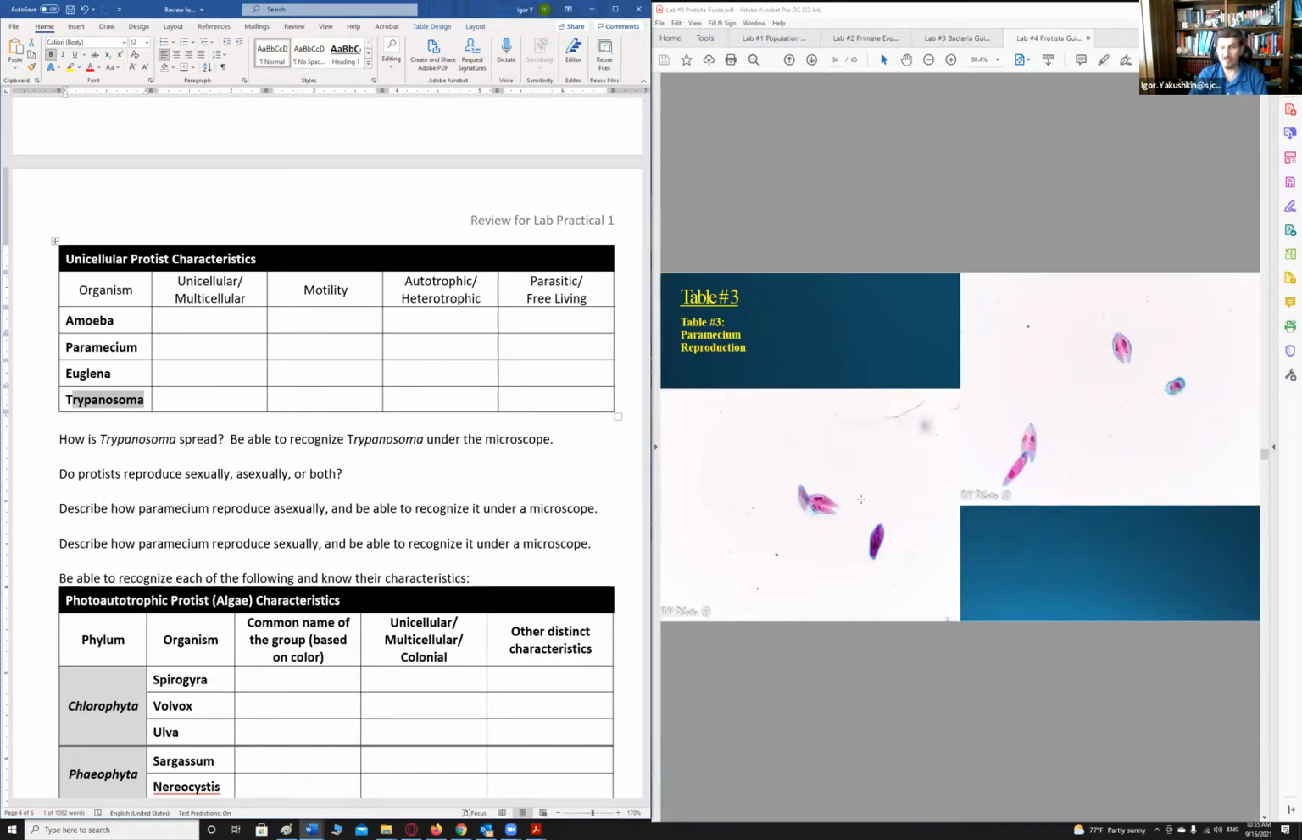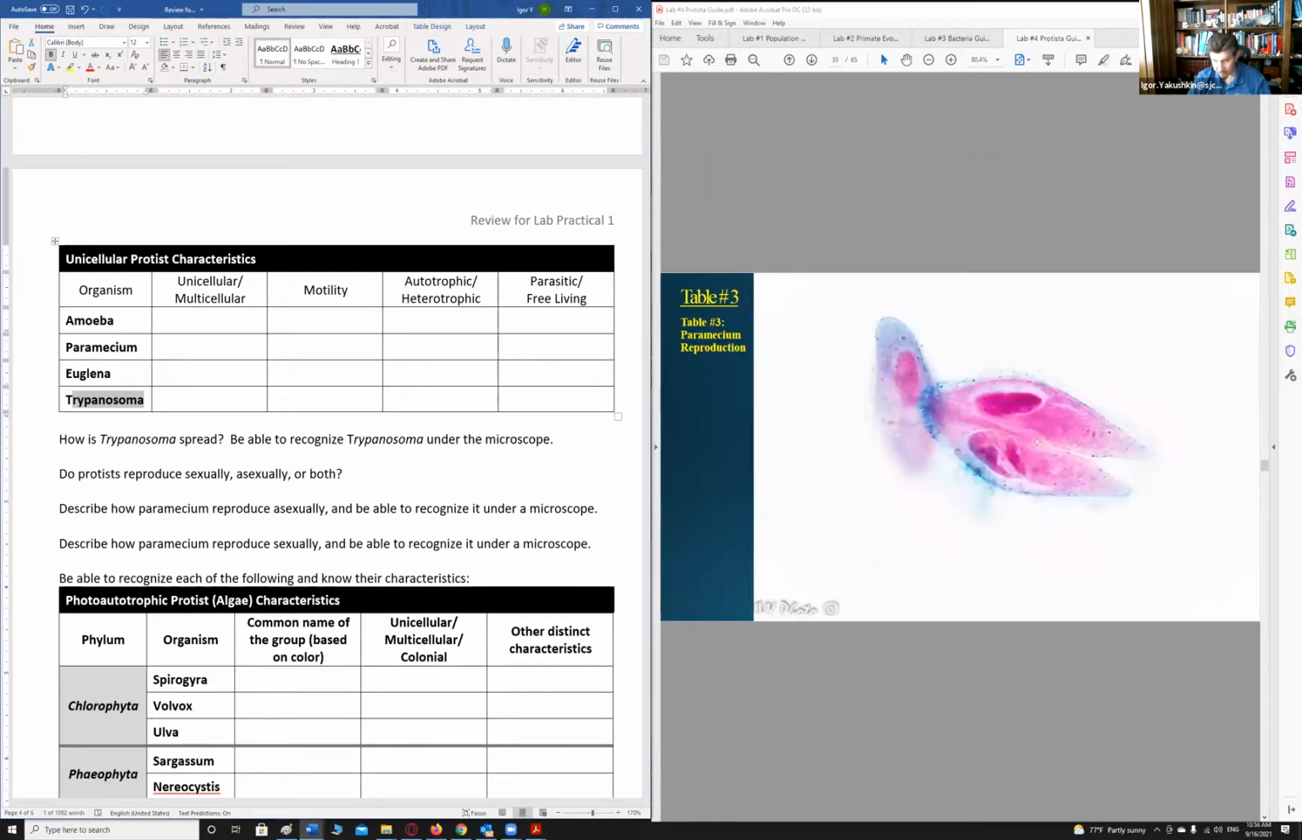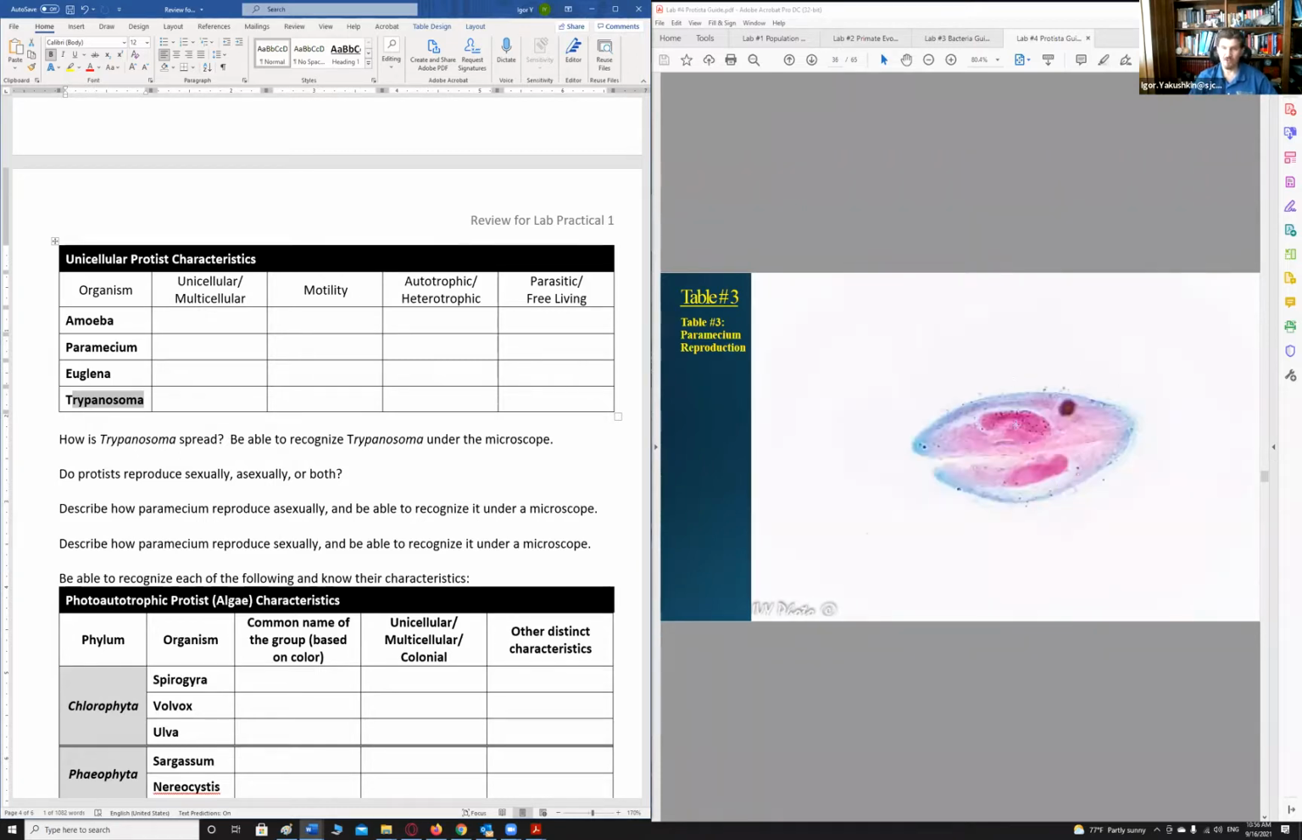Now we're looking at sexual reproduction. Why? Because we're looking at two cells merging. So here we have two cells merging. This is the two cells, and that's the two cells. Here you clearly see that there is a merging of the cell membranes, and soon they will be exchanging the micronuclei.